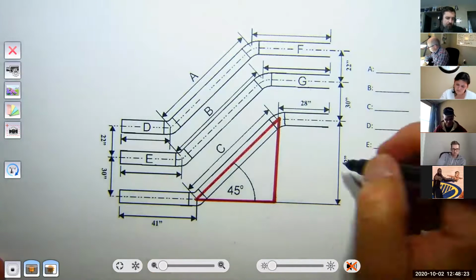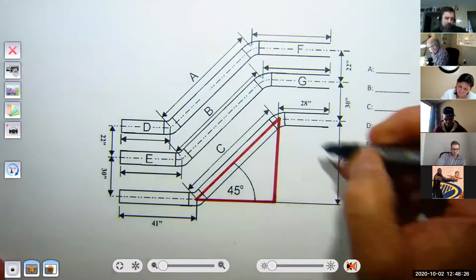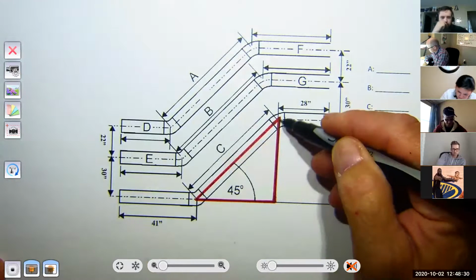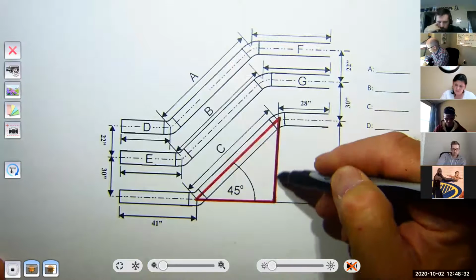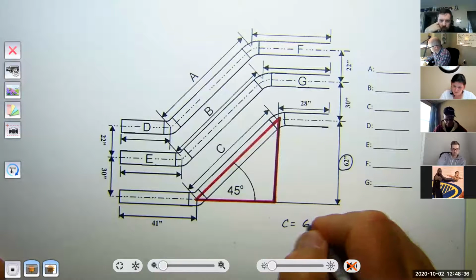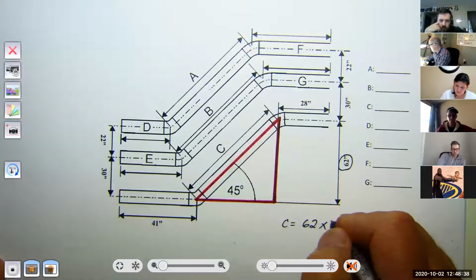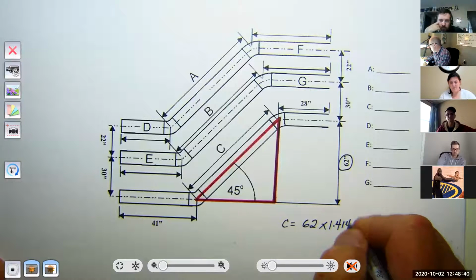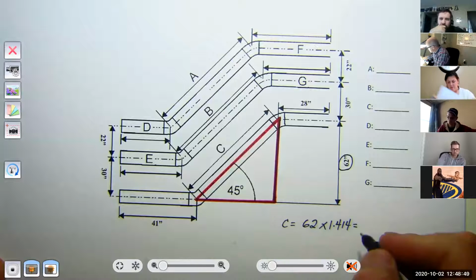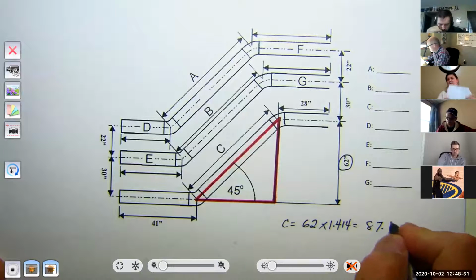This measurement over here is given, 62. So this is a rise. This number right here is 62. So C is equal to 62 times 1.414, and that is 87.668.